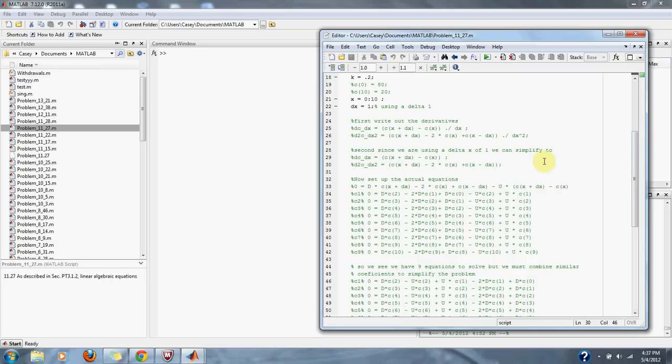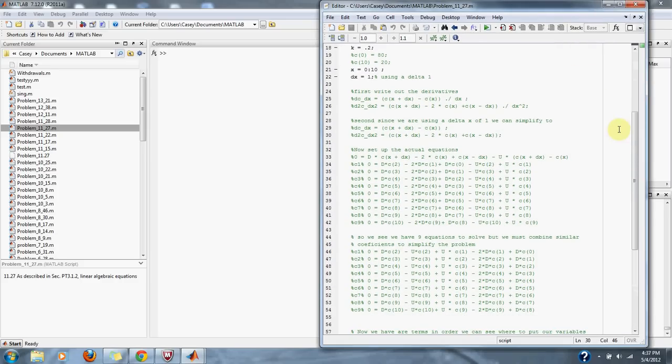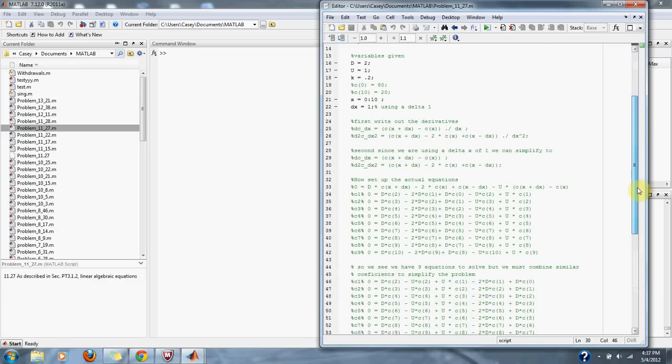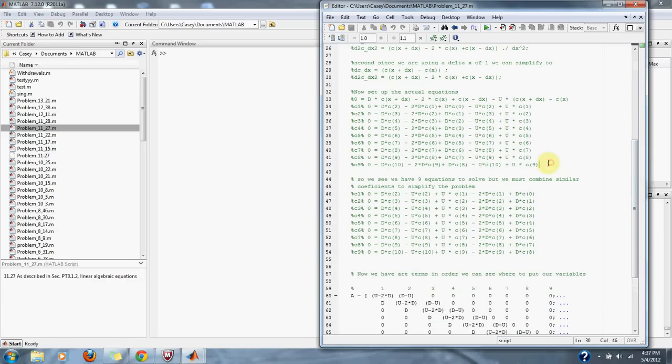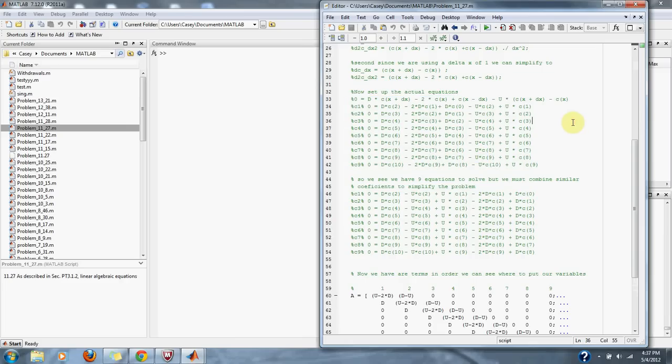So now that we've simplified our equations, we must set them up with respect to c, or the concentration. So here's our equations all set up, found from these equations by putting in our different x values.